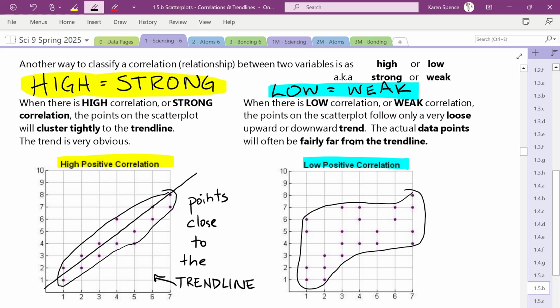So that is a strong correlation. Strong or high. Whereas our other one, oh my goodness, if I try and draw a line through this, it becomes harder to figure out where I'm going to cut it in half, right? Is that really in half? I don't know. And we have points far from the trend line.